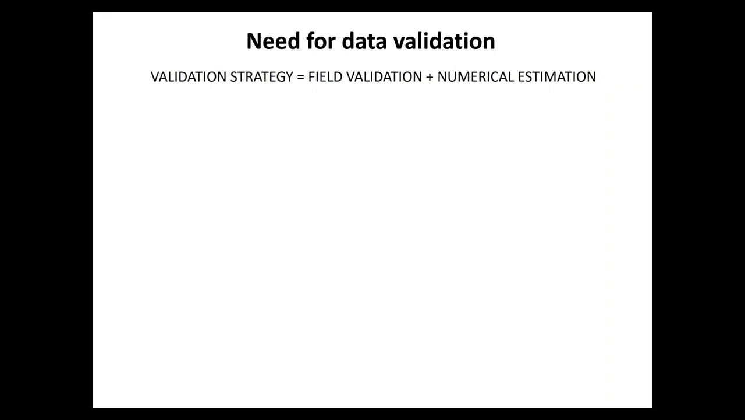So we developed a validation strategy that combines, on one hand, as a first step, extensive field validation, and in a second step, based on this field validation, a numerical estimation of barrier density and so of river fragmentation in our pan-European atlas.